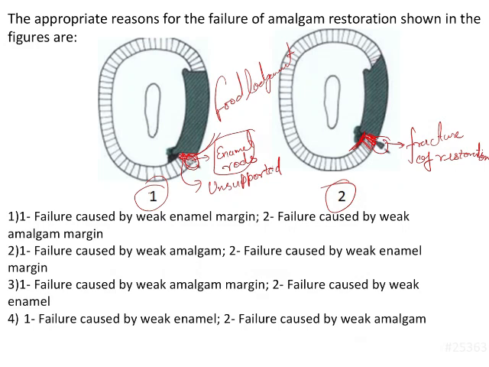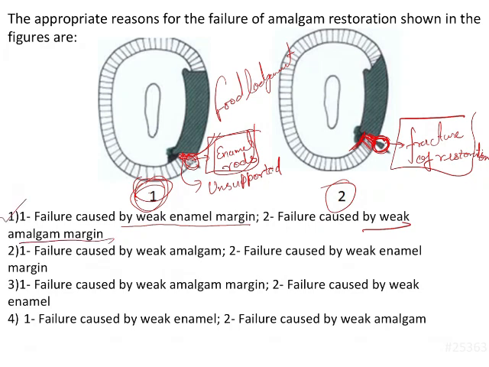So yes, there is restoration failure in both, but in the first there will be failure due to weak enamel margins, unsupported enamel rods, but in the second case there will be failure of the restoration due to the improper marginal angle of the restoration with the tooth, right? And that leads to the failure of this particular restoration. So the first option here is going to be failure caused by weak enamel margin, and the second option here is going to be caused by weak amalgam margin. So answer 1 is going to be your correct option.